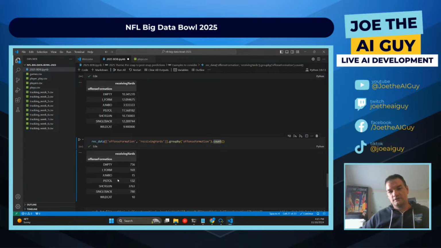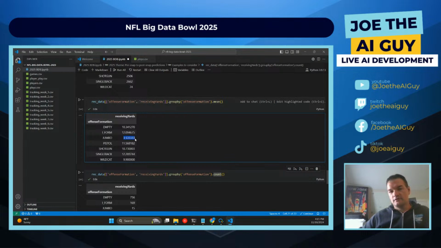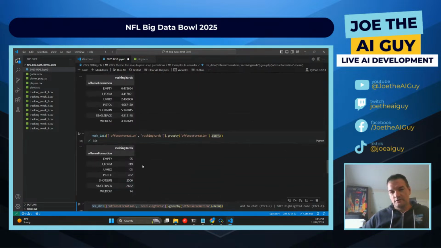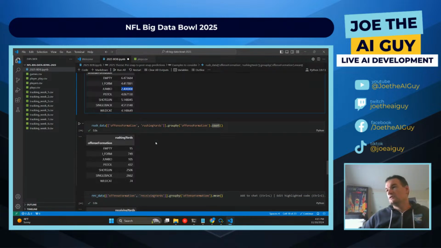Well, I think I see a few things here. There were only 15 times in a jumbo package where there was actually a pass attempt, and that only resulted in 3.5 yards. And we saw up here, again in the jumbo package, the number of rushing yards was 2.4. So in general, we would say this would be a bad formation to run a play from. You're massively reducing your options, and it seems like the defenses can key in on things pretty quickly.